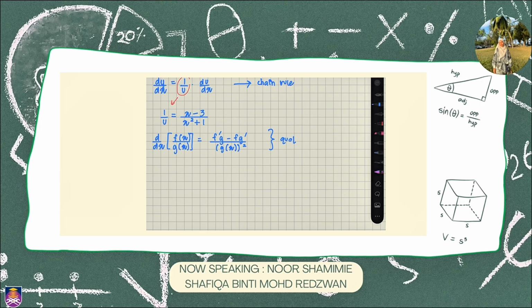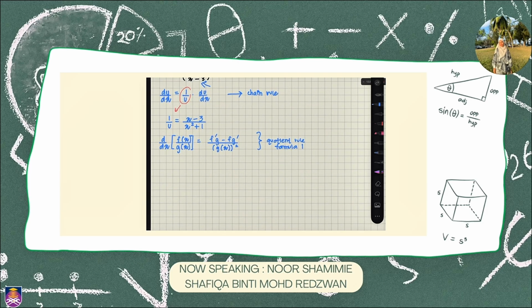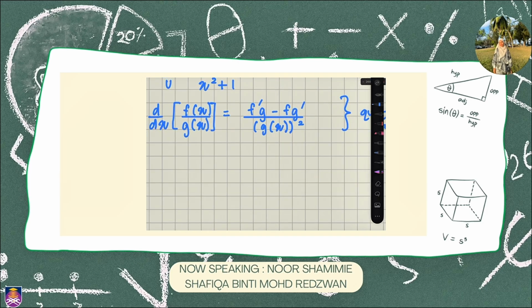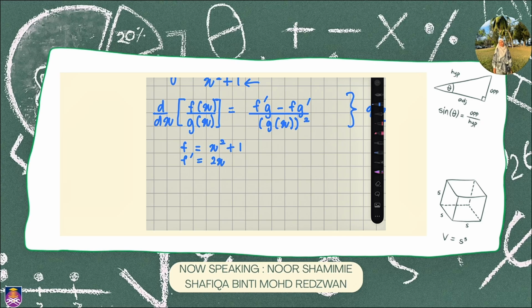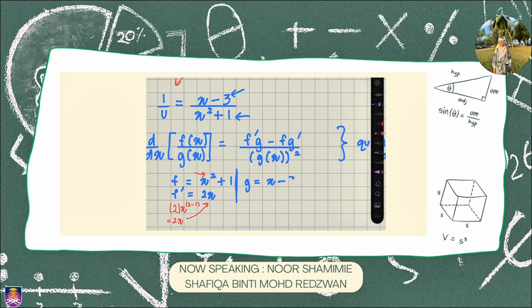Alright, this is the Gaussian rule formula. I assume that x squared plus 1 over x minus 3 is our u. So now we can differentiate u using the Gaussian rule. So f equals x squared plus 1, f prime equals 2x. To get f prime, we need to differentiate x squared plus 1 first. g equals x minus 3, g prime equals 1.